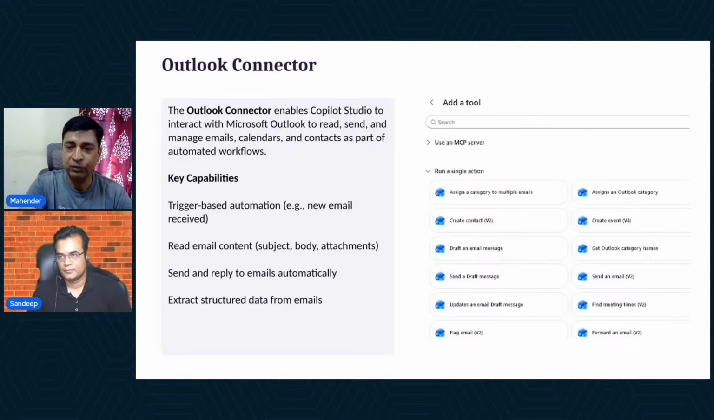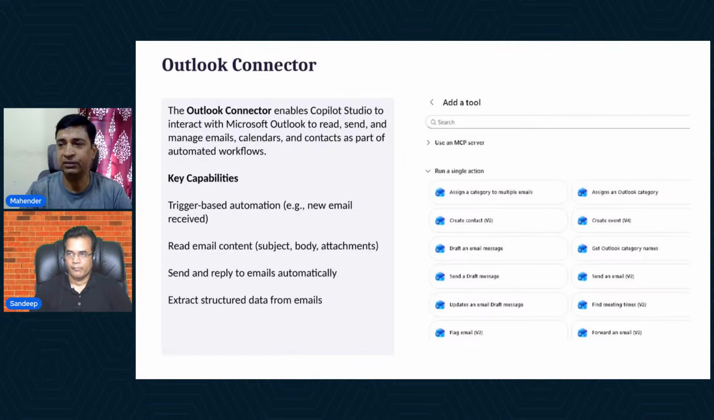In Outlook, on the right-hand side, we can see the different types of triggers and actions that are available. In today's scenario, we are going to use the single action. In Copilot Studio, when we want to use tools, we have two ways: we can use an MCP server, or we can use a single action. We will do another session where we talk about MCP servers, so today we are concentrating on single actions.